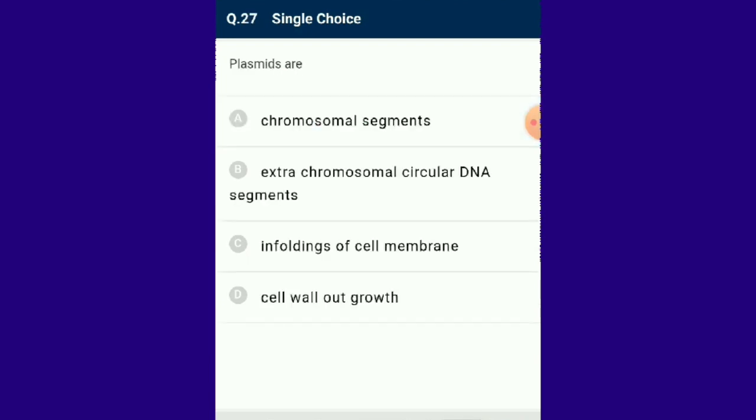Question number 27. Plasmids are. Bacteria are ubiquitous prokaryotes. They occur anywhere and everywhere in water, air, and soil. And some species are found on all living organisms except the pits of volcanoes, deep strata of rocks, tops of high mountains, and blood of healthy animals. Plasmid is an extra chromosomal circular DNA found in the cytoplasm of bacterial cell. So the answer for this question is option B.